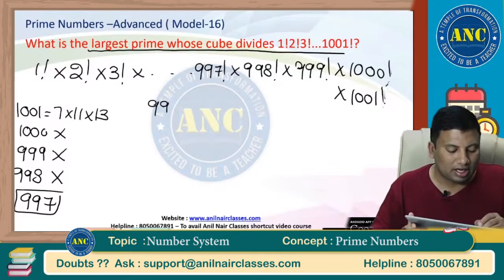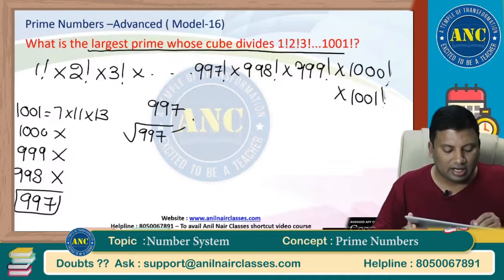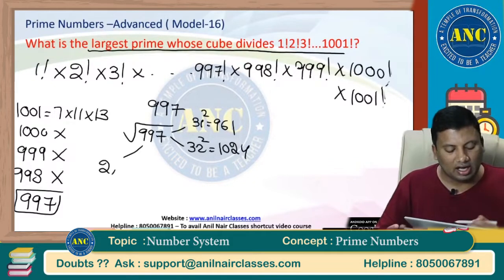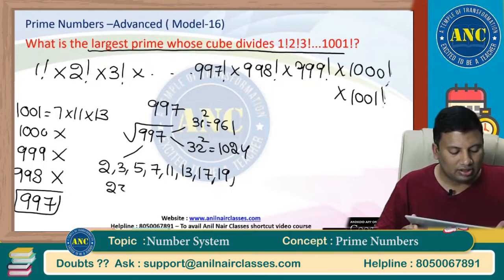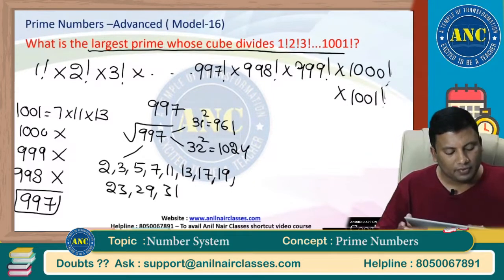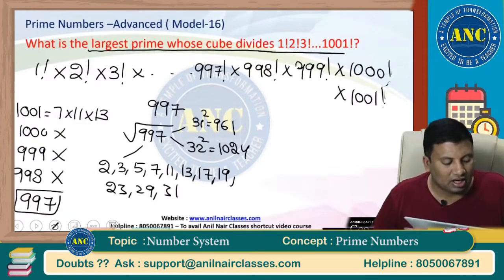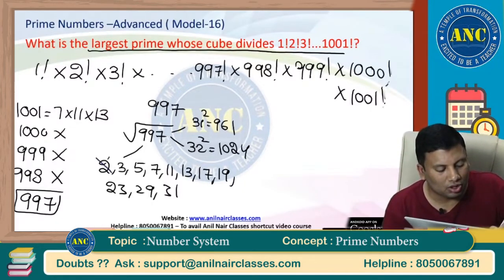How to check it? Take the square root of 997. 31 square is 961. 32 square is 1024. Take all the prime numbers less than or equal to 31: 2, 3, 5, 7, 11, 13, 17, 19, 23, 29, 31. So check if 997 is divisible by any of these numbers. If it is not divisible by any of them, then 997 is a prime number. 2 not possible.